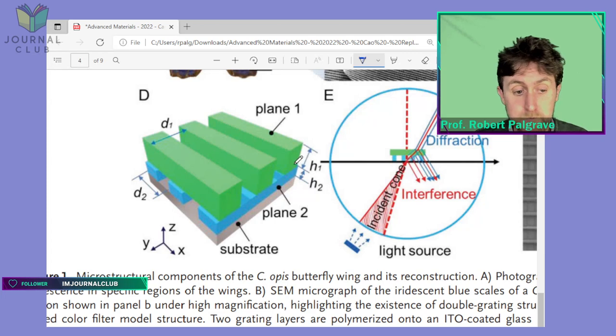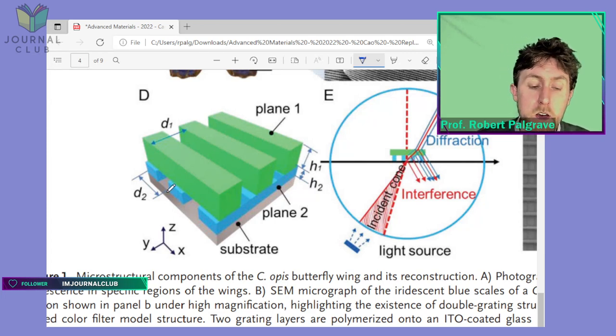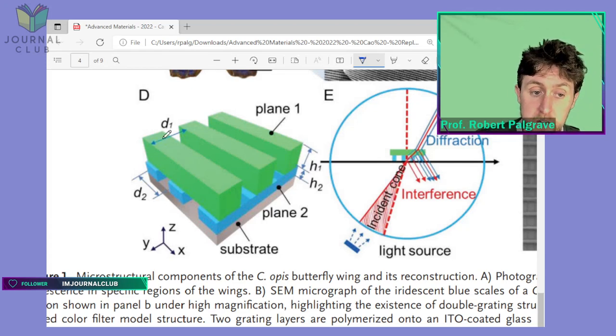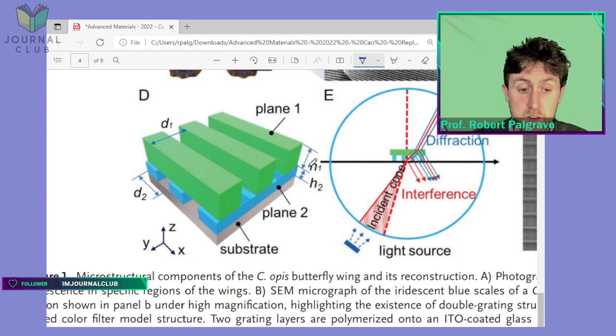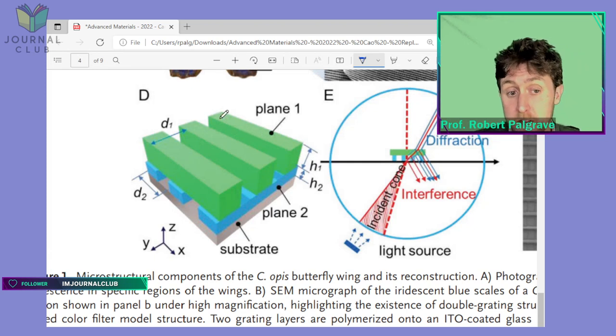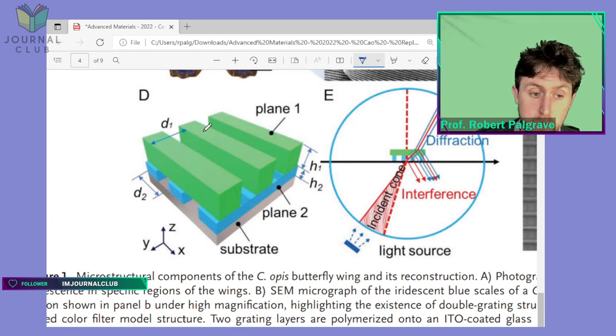They were able to make materials with different values of D1, D2, which is the size of the grating, and H1, H2, which is the height of each individual layer. So how on earth did they manage to do that? Because they have to do this not on a big scale that we can see, but on essentially a nanoscale or a microscale. The values of D need to be a small number of micrometers at the most. So how were they able to do this?